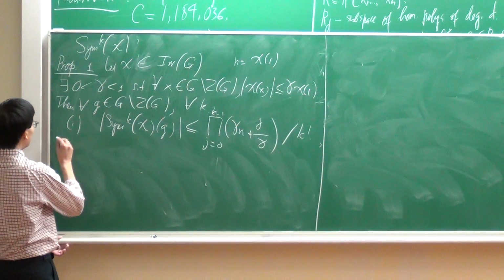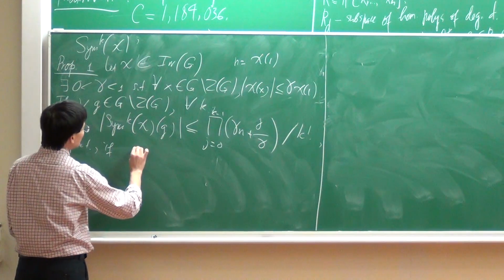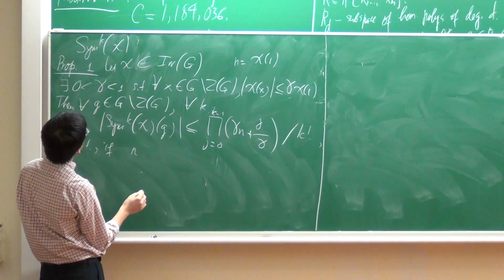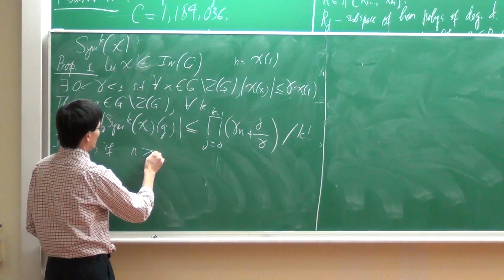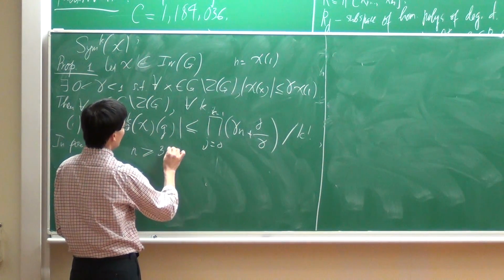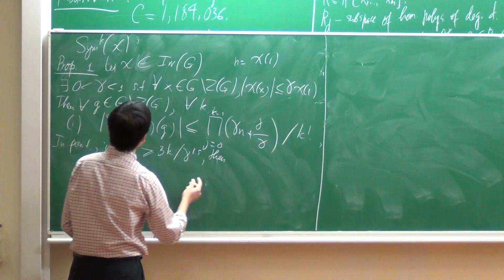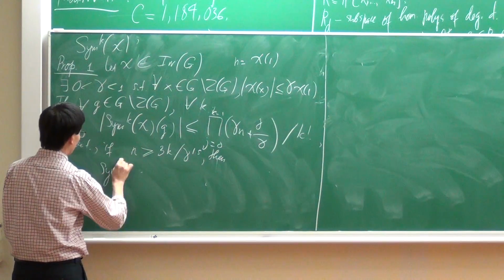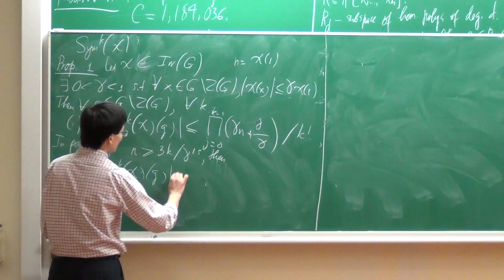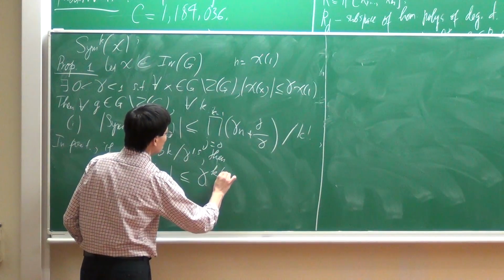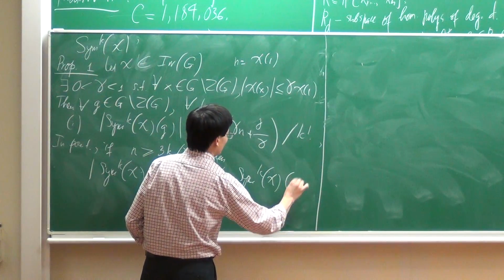Right. So in particular, we know if you choose your n to be 3k divided by gamma to the 1.5, then we know that this Sym^k is bounded by gamma to the k over 2 and the degree of this symmetric power. Okay.